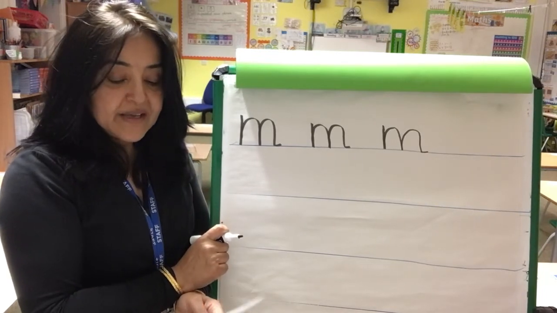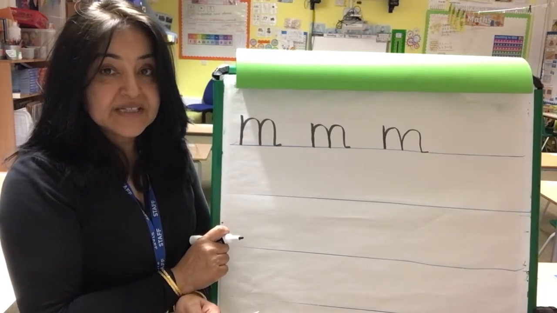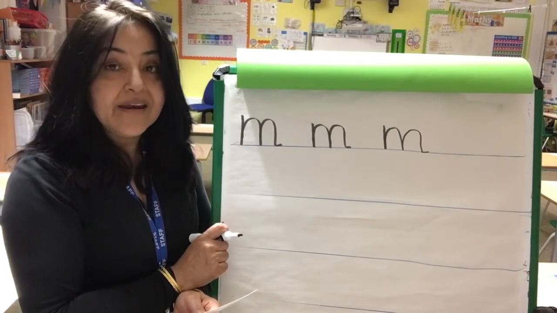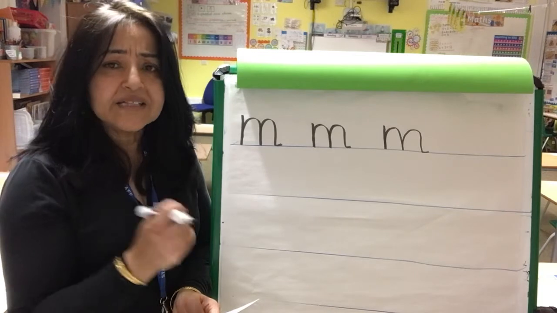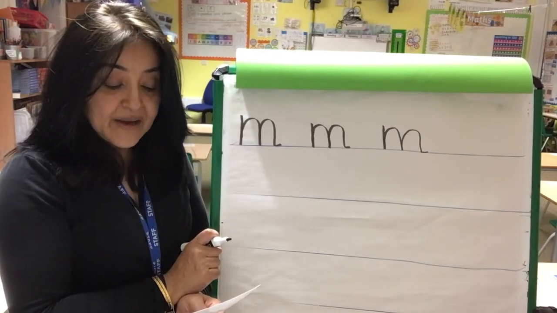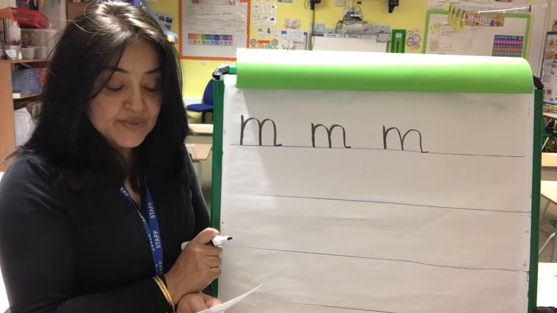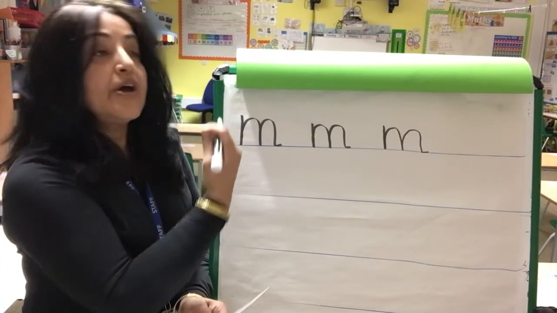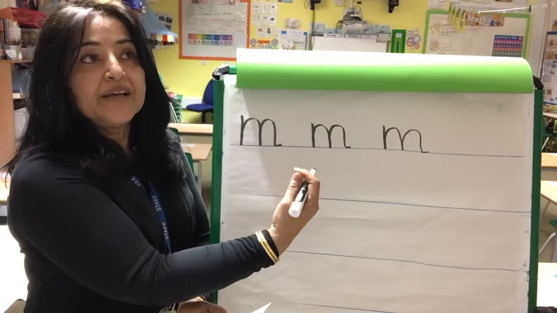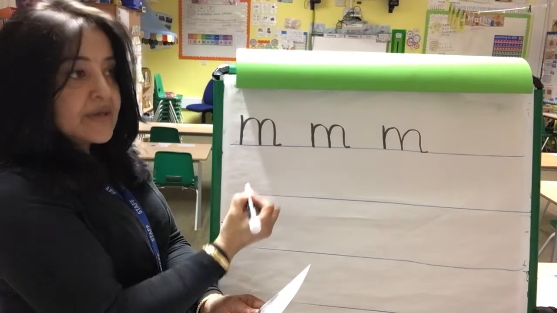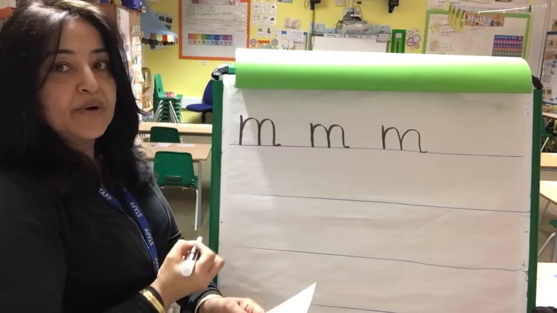Brilliant. The next letter that we practiced last week was the letter N. What sound does the letter N make? N. And how does the patter go? It's an easy one, this one. You take off, down and over the North Pole and flick.